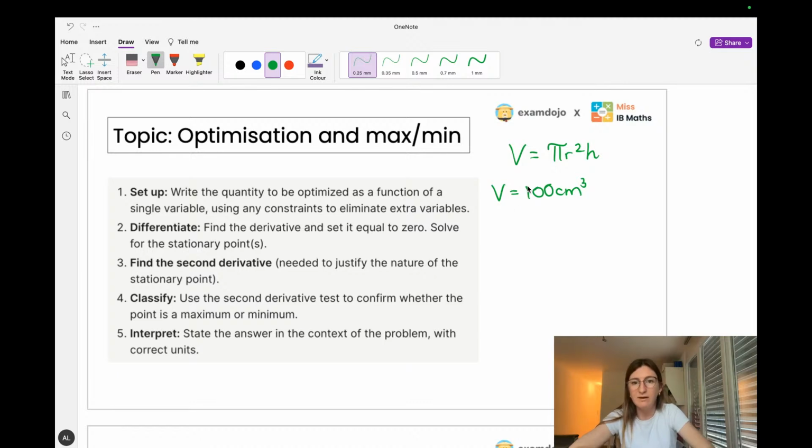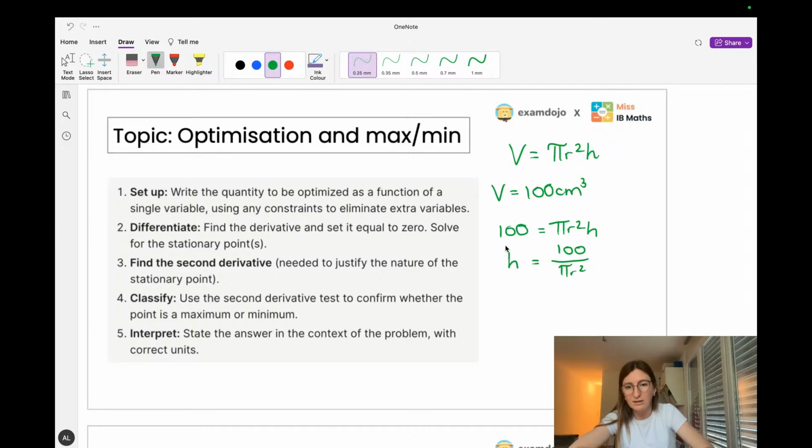So if they've told me my volume is 100, then I can put that in place of the volume. So 100 equals pi r squared height. And then I can make h the subject of that. So I can say h equals 100 over pi r squared. So I've just divided by that pi r squared on this side, and that's given me h on its own.